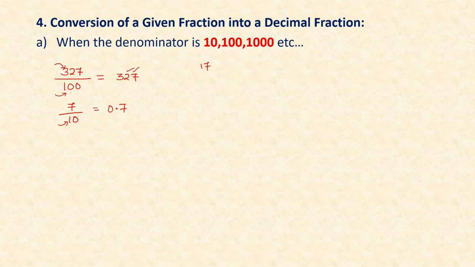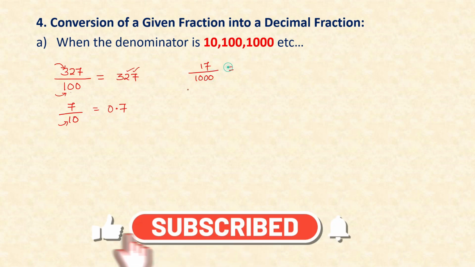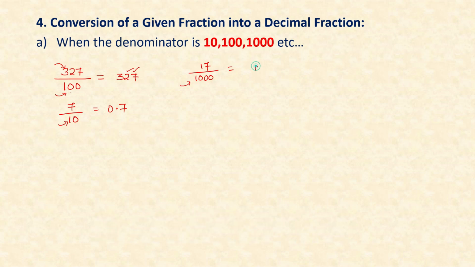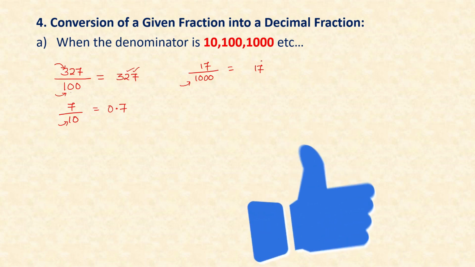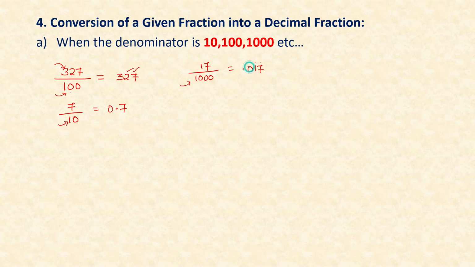Let us understand from this example 17 divided by 1000. So how many zeros are present in the denominator? It is 3 zeros. So let us write the number which is present in the numerator, that is 17. As 3 zeros are present, we have to count the digits from the right hand side. So this is 1, this is 2, but we have to count up to 3. So we need to put a 0 here. Then now 1, 2, 3 digits are there. Then we put a decimal point here. So the answer is 0.017.